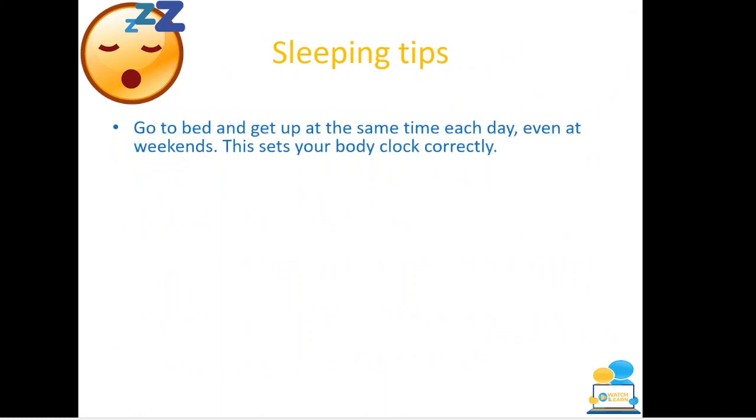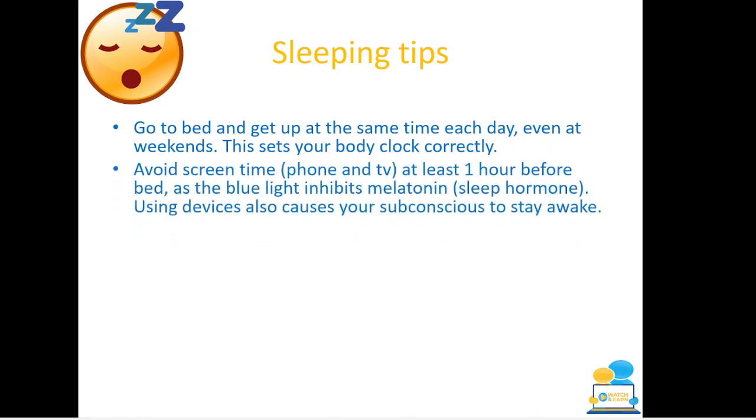So sleeping tips. You should be going to bed and getting up at the same time every day, even on the weekends, which I know is a bit challenging, because you have what's called a circadian rhythm. So this is essentially your body's clock, and it will know that I have to get up at 7 and go to bed at 10 every day. Avoid screen time, phone and TV, at least an hour before bed, because you've all probably heard of the blue light, okay? So it inhibits or prevents melatonin, which is a sleep hormone, from being released into your bloodstream. So it's like a natural sleeping tablet essentially that your body produces.